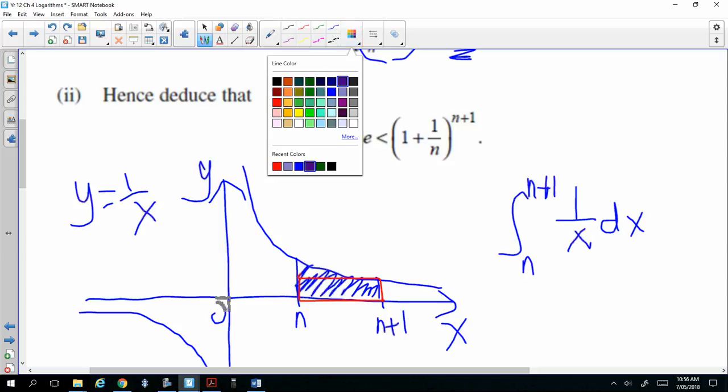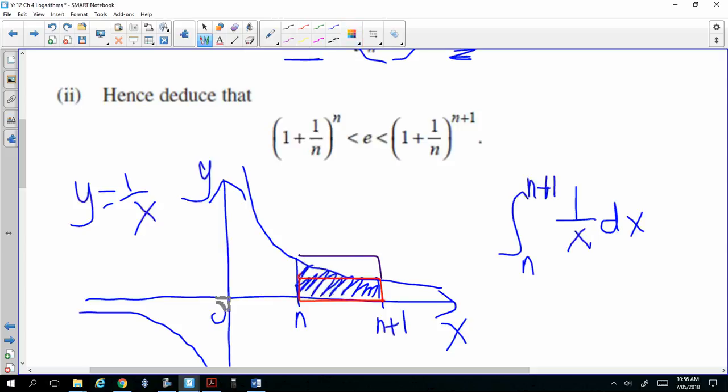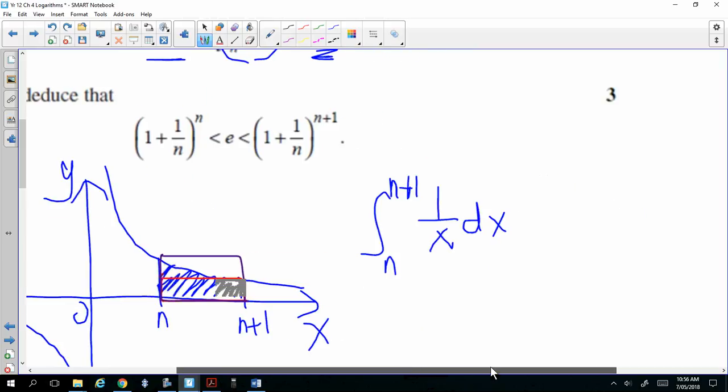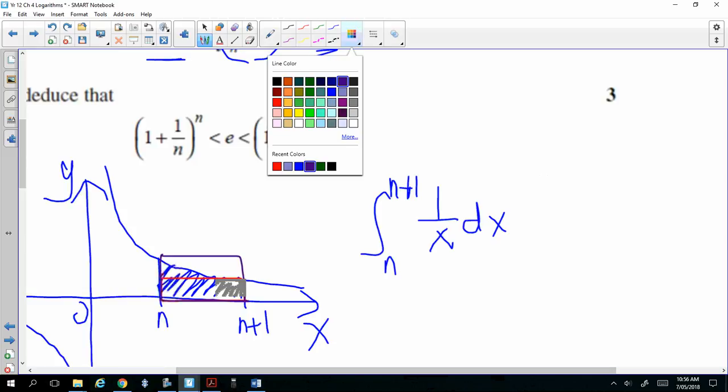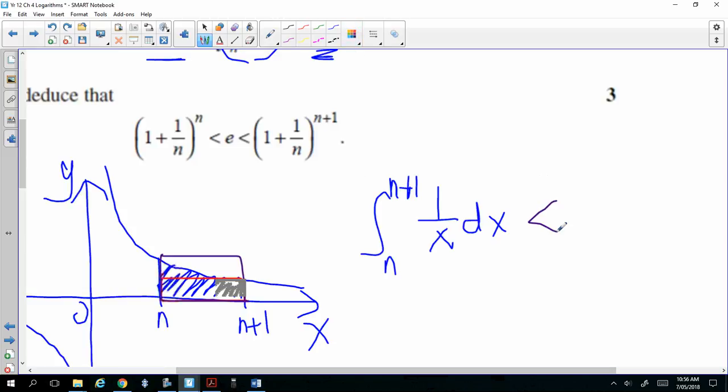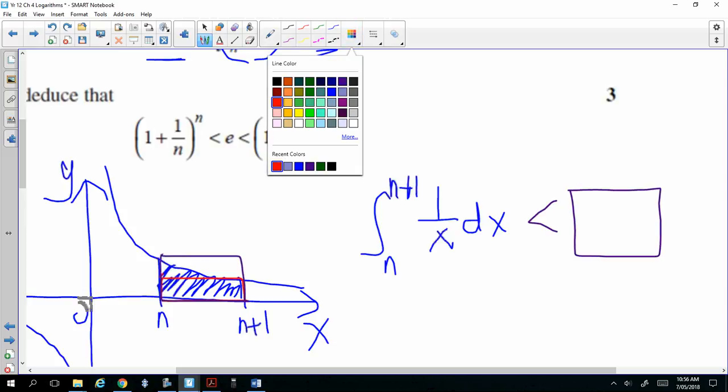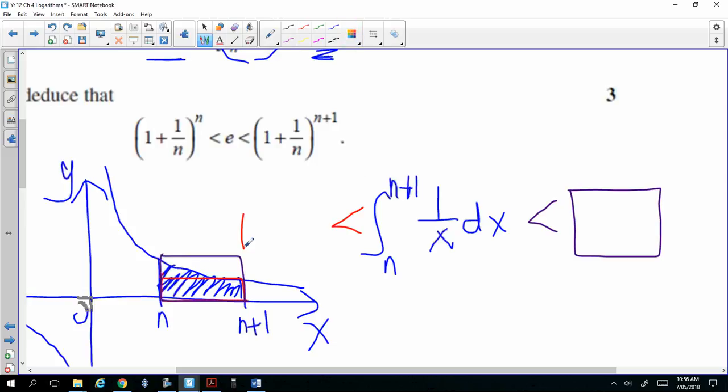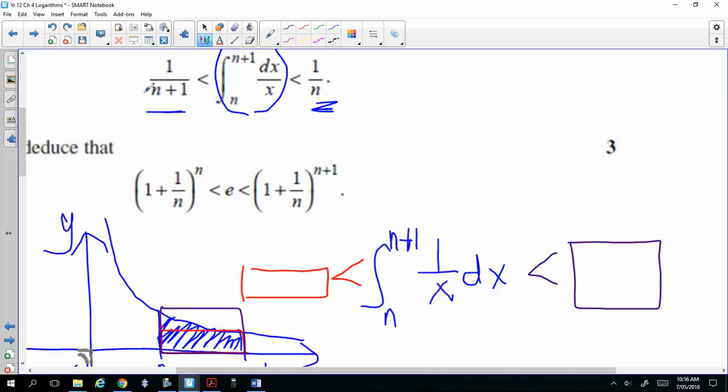Therefore, the area in between them must be less than the purple rectangle, but must be greater than the red rectangle, which is a shorter one. And the question is, what's the area of these two? That will yield our result that we want. Now, finding the area of a rectangle is not hard. Let's work out the length and the width of the rectangle.